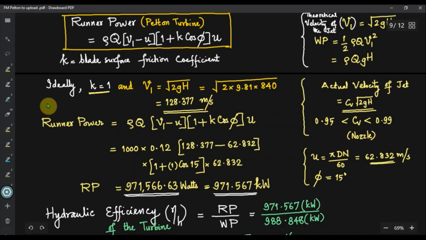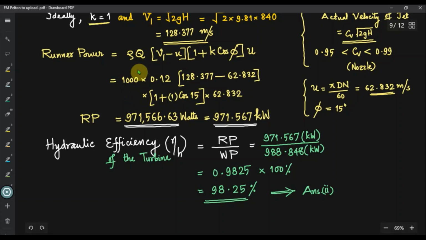So treating this as an ideal case, you can substitute K equal to 1 and V1 equal to root of 2gh, root of 2 into 9.81 into 840. So the absolute velocity of the jet is 128.377 meter per second. And now we have all the values required for evaluating the runner power. Runner power is equal to rho Q into (V1 minus U) into (1 plus K cos phi) into U. Just substitute the various values in this expression.